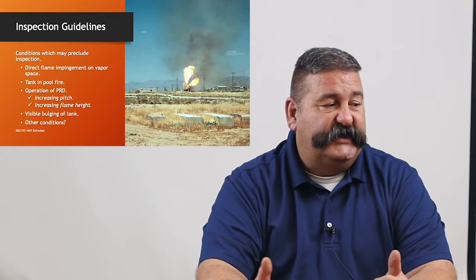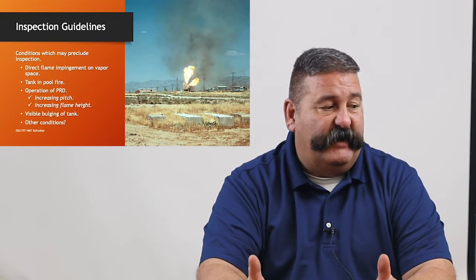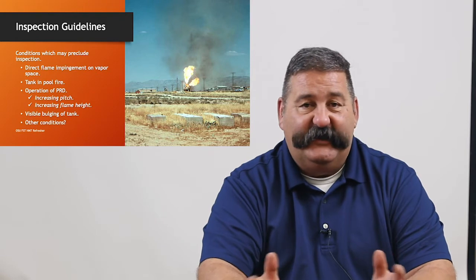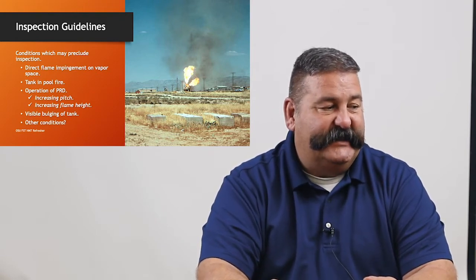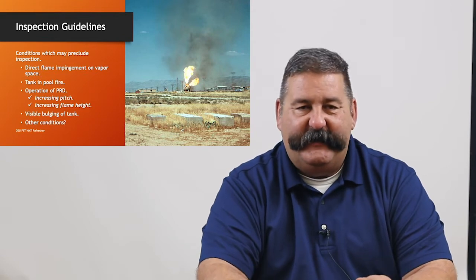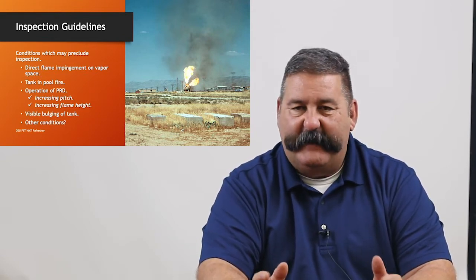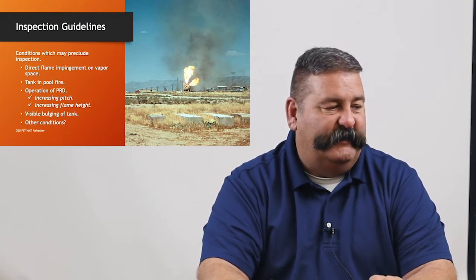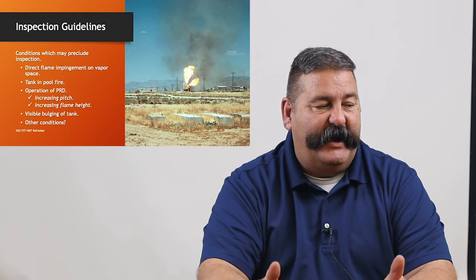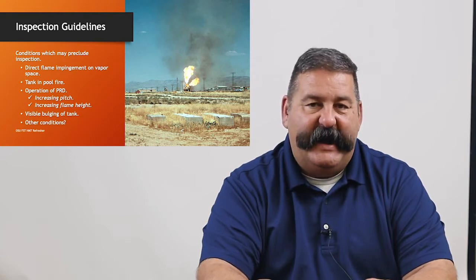Some of the conditions that we want to preclude inspection: direct flame impingement on the vapor space. I don't need to be up there doing inspection that way. The tank is in a pool of fire. Don't need to be up there doing that. We know that the problem is, on both of those, we've got some type of flame impingement. Maybe the pressure relief device is operating. It's increasing in pitch, increasing in flame height. That's probably something we're going to need to back off from.